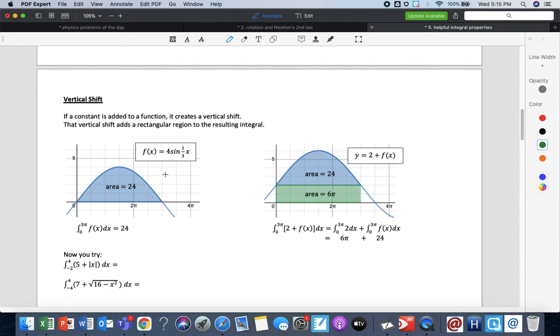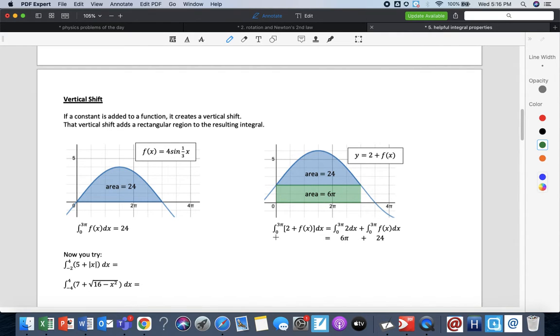So if you add 2 to this function, you shift it vertically. So now the function is 2 units higher than it used to be, and that introduces, in the same interval, a rectangle underneath. And the dimensions of that rectangle are 3 pi horizontally and 2 vertically. So we were adding 6 pi to the answer. So our new area now is 6 pi plus 24.